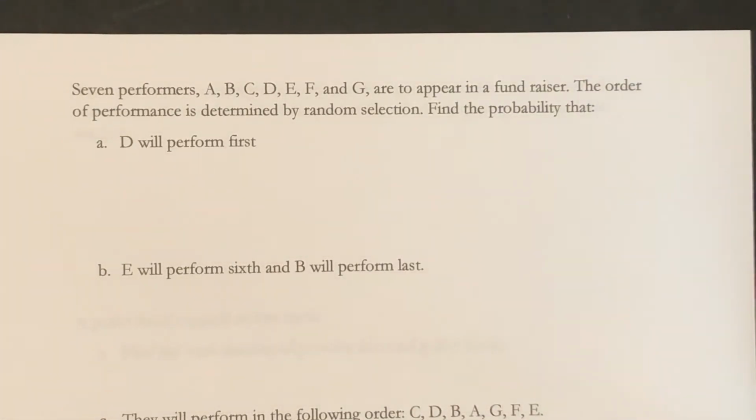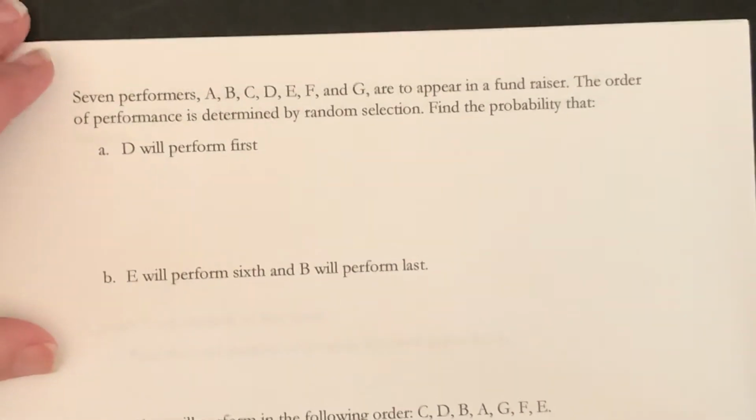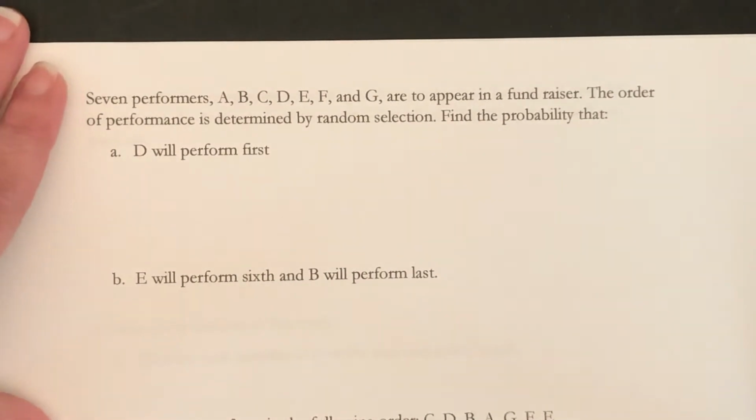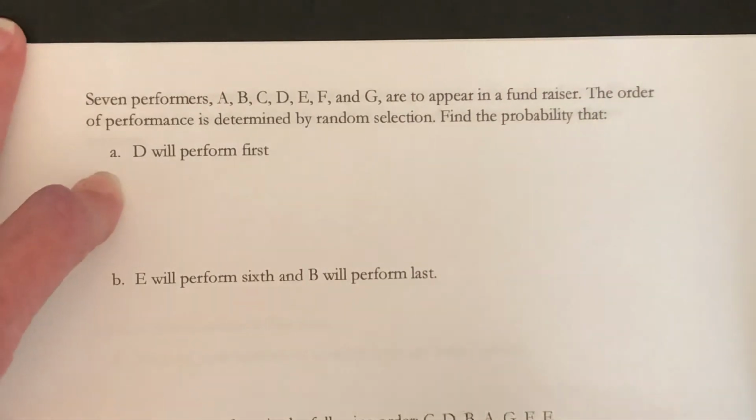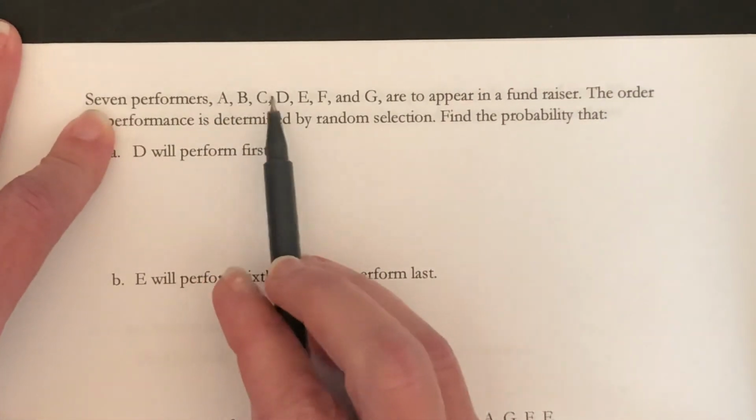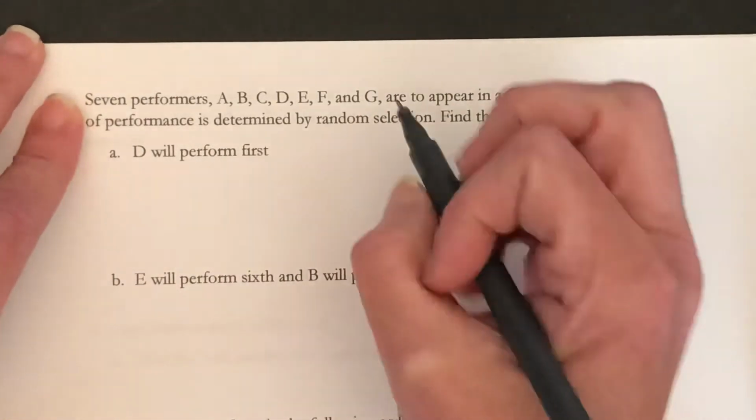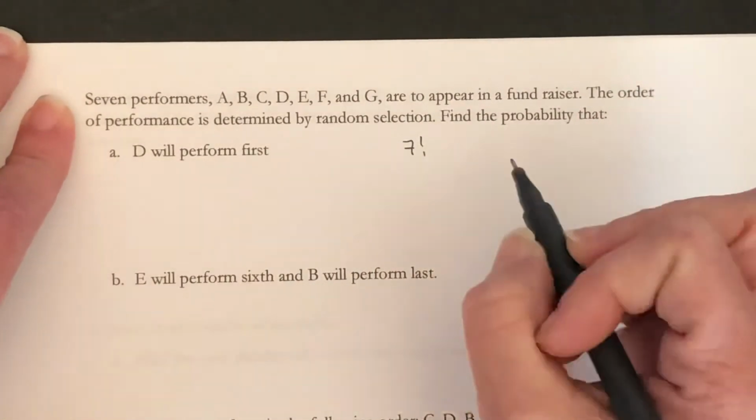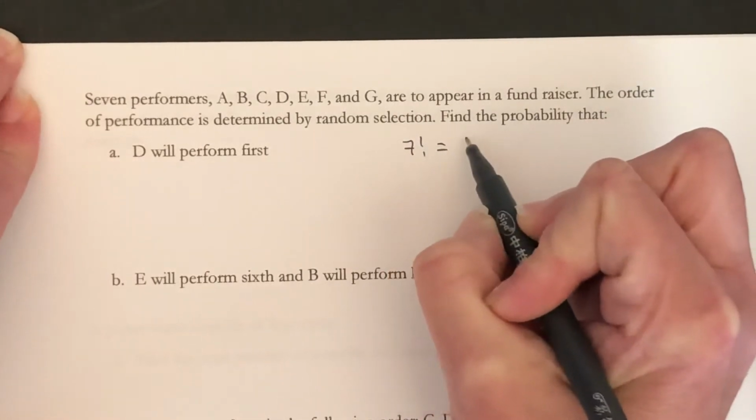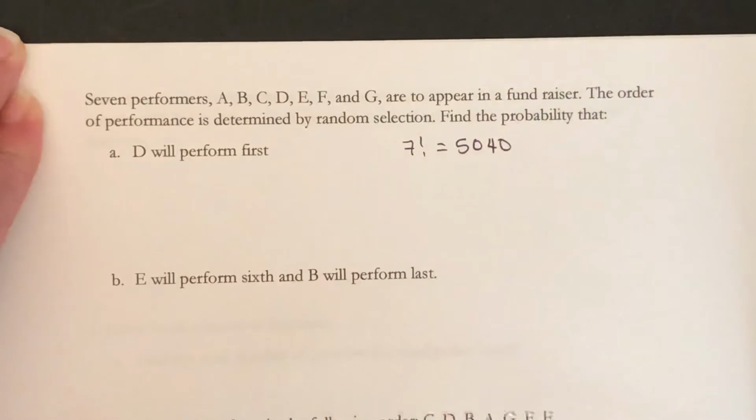Okay. So there are 7 performers, A, B, C, D, E, F, and G, and they are supposed to appear in a fundraiser. The order of performance is determined by random selection. Find the probability that D will perform first. Well, first of all, we have to figure out how many different ways they can line up, period. I have 7 performers, so there are 7 factorial ways to line up in general, which if you punch that into your calculator, you get 5,040. So there are 5,040 ways for them to line up, period.